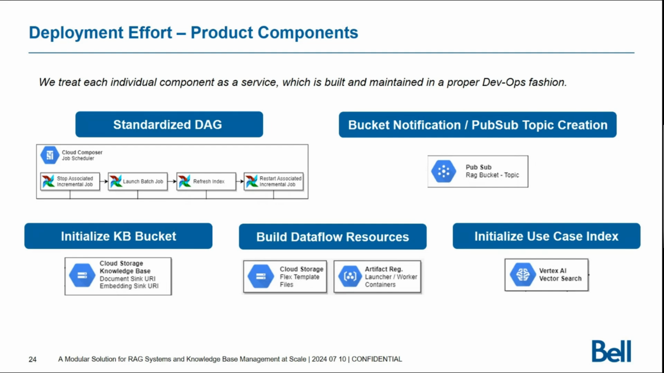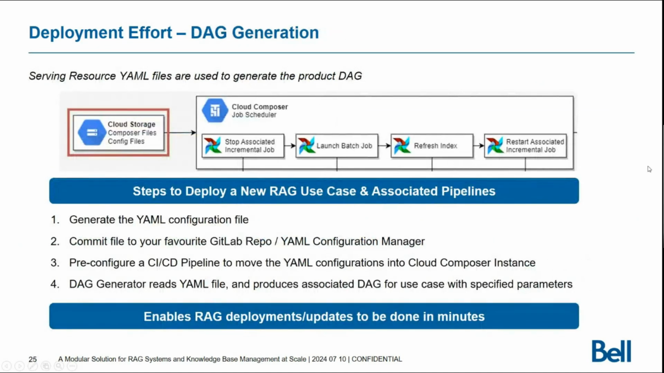So you might be saying, all right, I have my YAML file. You've already pre-built my components. How do I deploy the workflow? You have to talk about DAG generation. So instead of defining a custom pipeline for every use case, we've created a standardized pipeline process that can be applied to every RAG use case.